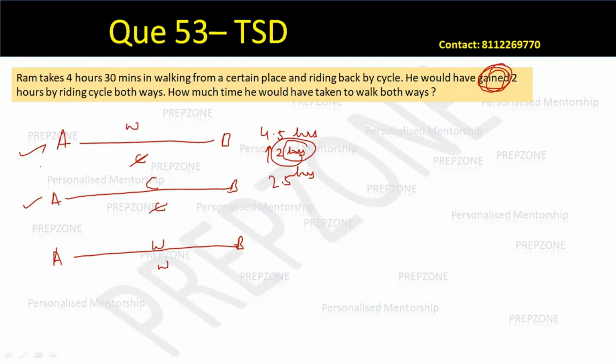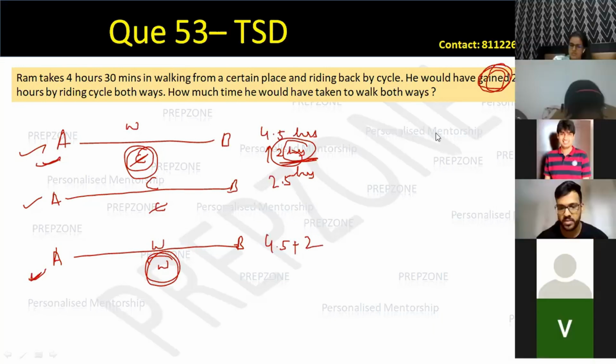Now, if you just compare situation 1 and situation 3, तो पहला walk तो common है, दूसरे में while returning back he is moving from cycling to walking, and we just discovered कि अगर मैं साइकिल की जगह वॉक करता हूं मुझे 2 घंटे एक्स्ट्रा लगते हैं, which means I would have taken 2 hours extra. 4.5 plus 2, 6.5 hours.